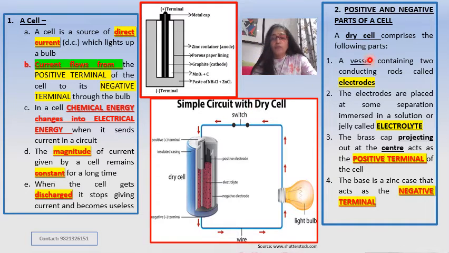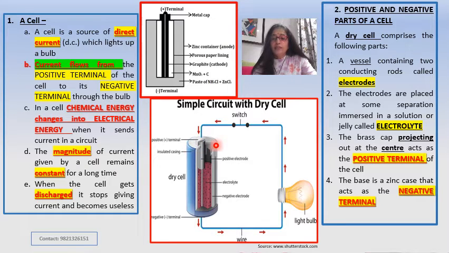Now, the electrodes are placed at some separation, immersed in a solution or jelly called electrolyte. So you have these electrodes here. They are immersed in a jelly. If you look at this one here, this red thing is the electrolyte. So there's one electrode here and there's one behind it with some separation. And they are inside, behind this second electrode, in an electrolyte, a jelly-like substance. The brass cap projecting out at the center acts as the positive terminal of the cell. It is a metal cap or a brass cap. It is a metallic cap. Here it is.